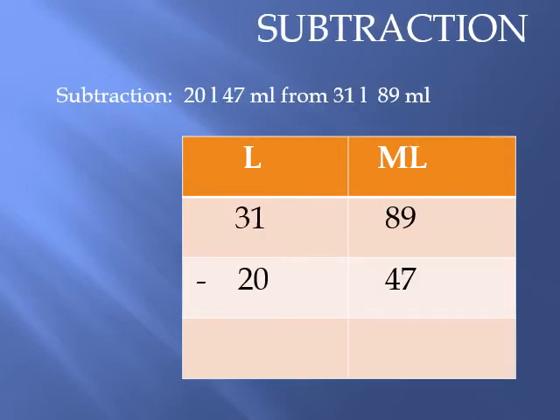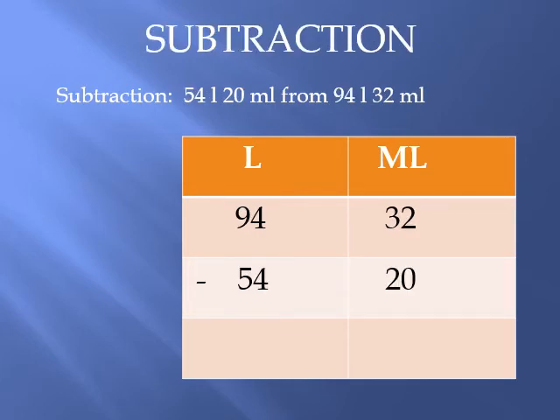Now let's learn how to subtract. We have to subtract 20 liter 47 milliliter from 31 liter 89 milliliter. First we will arrange these numbers in columns. Now we will subtract milliliter. 89 minus 47 is equal to 42. Now we will subtract liter. 31 minus 20 is equal to 11. So the answer will be 11 liter 42 milliliter.